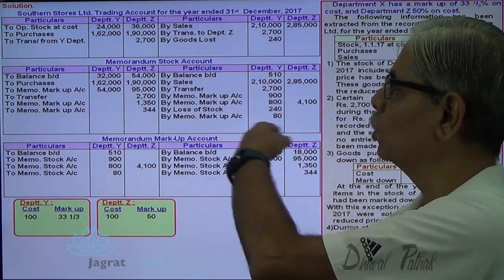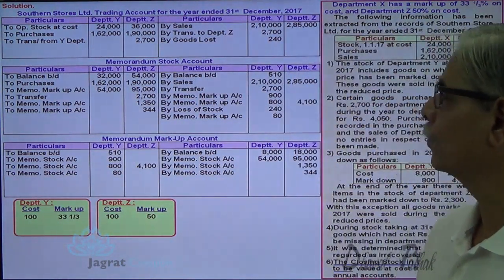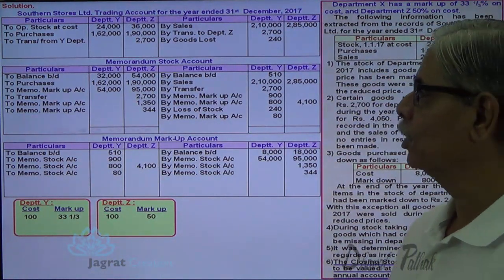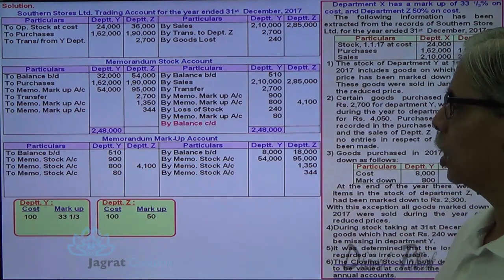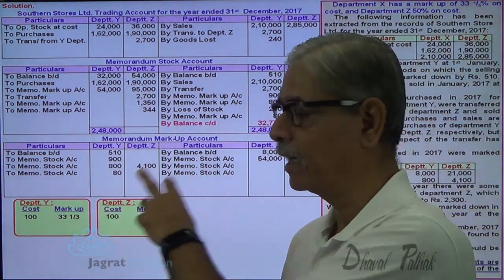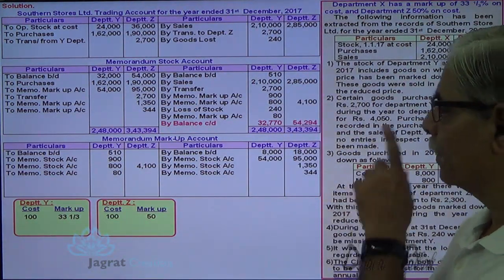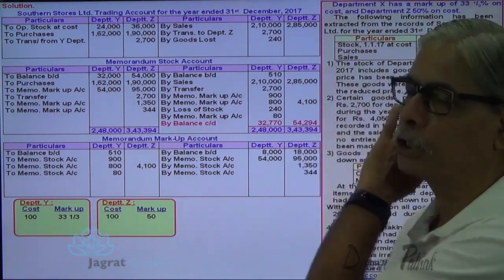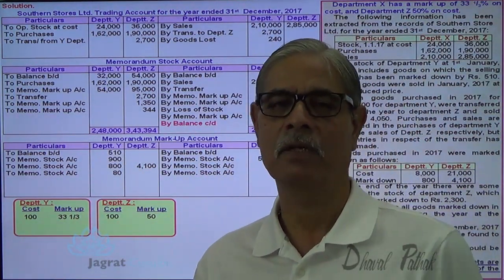Now all the points of the sum are taken care of. I would like to close this stock account first of all. Total of debit minus total of credit is known as closing stock. This closing stock is at a markup of 33 and 1/3%, and this closing stock is at a markup of 50% because it's a closing stock of Department Z. So this closing stock at markup price is worked out.